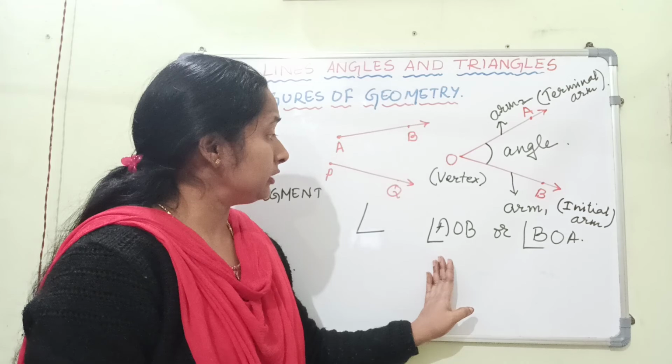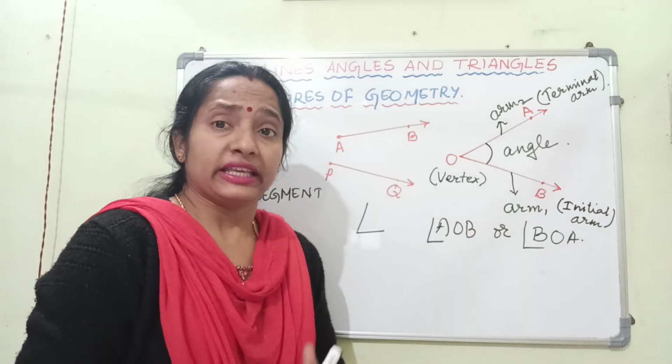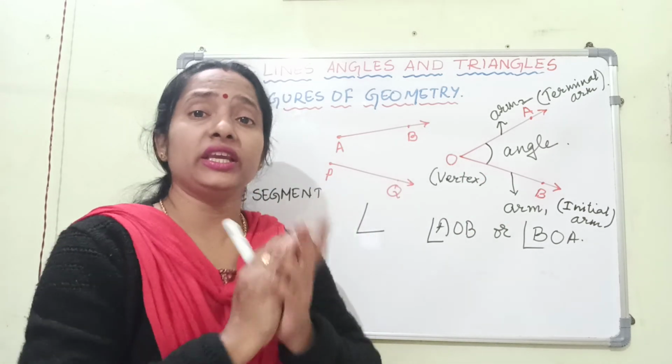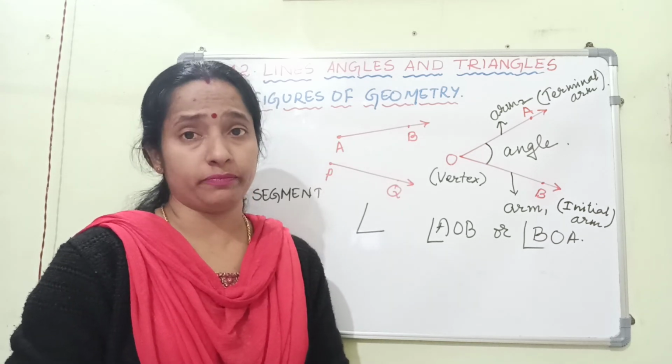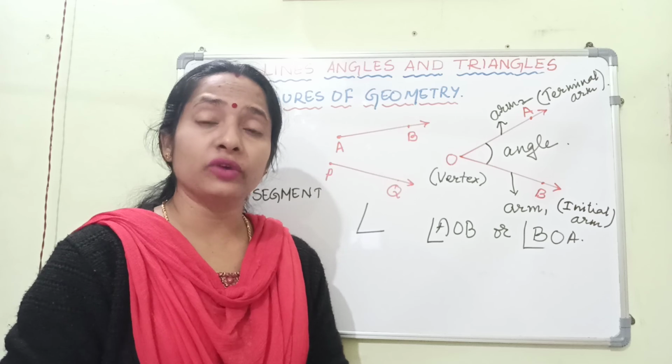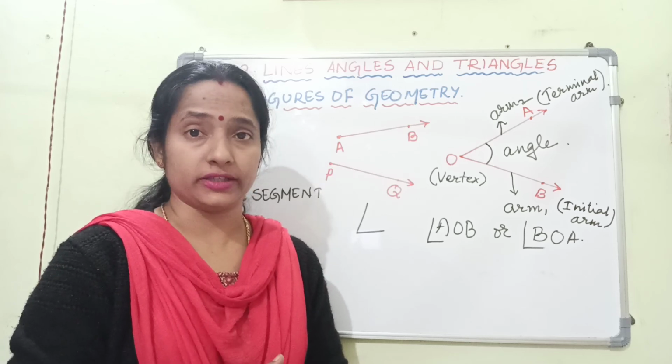Now, based on the gap or the space between any two arms of an angle, the angle is divided into different types. So now we will learn what the different types of angles are.